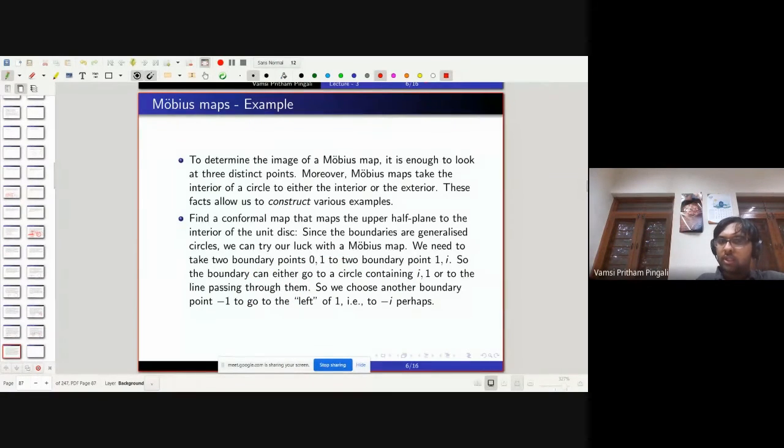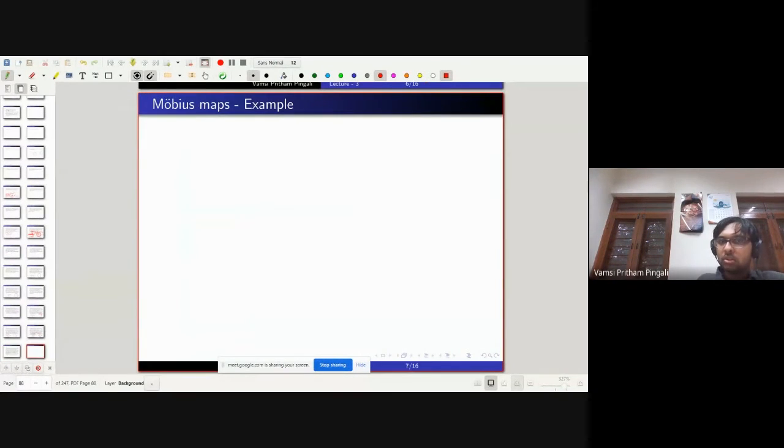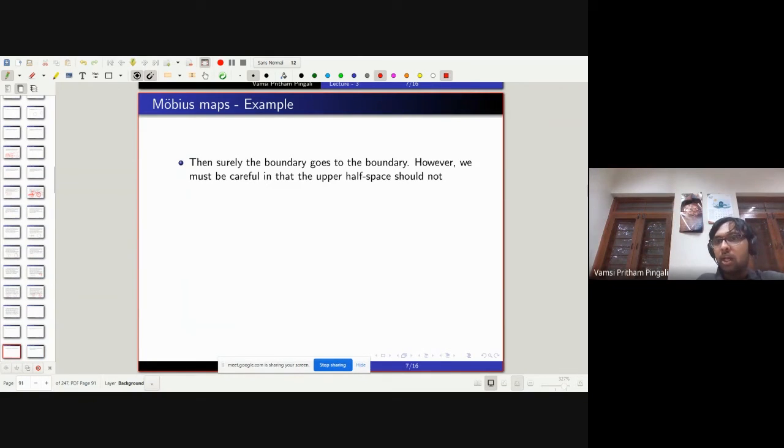Right. So let's check whether this works. Probably the boundary goes to the boundary. However, we must be careful that the upper half space should not go to the exterior of the unit circle. If it does, if you found the wrong map, simply invert it, simply compose it with z goes to 1 by z. Nonetheless, let us check what kind of a map we end up getting.